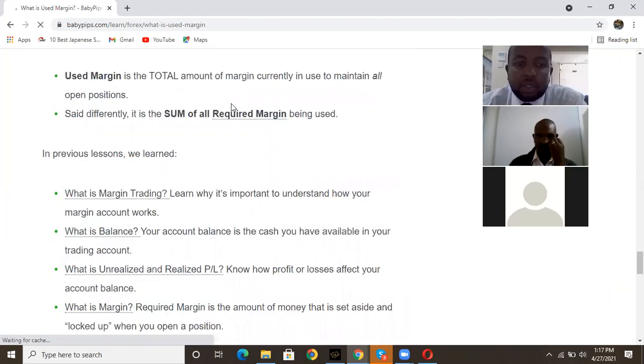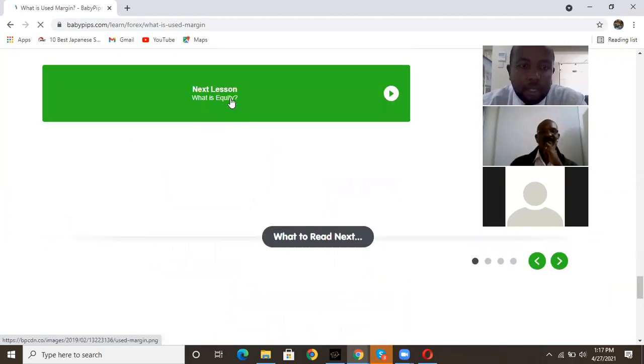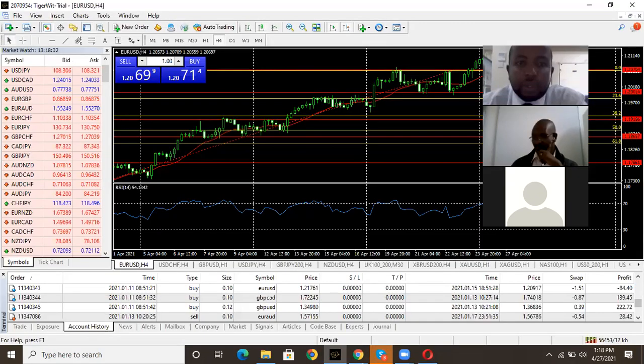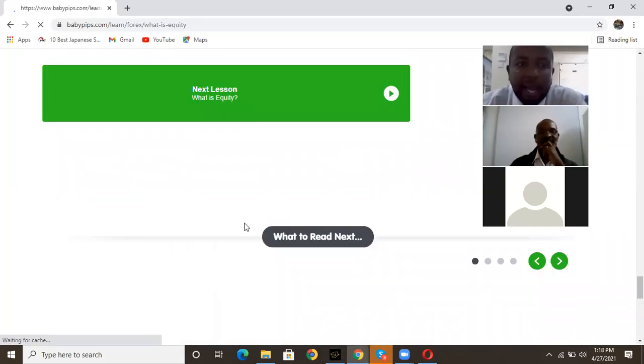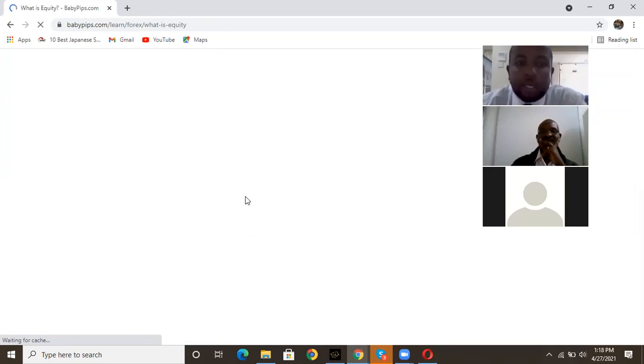So what is equity? Let's go now to equity. Let me go to my example again. I don't know if this one will show my equity. Oh, this was credit, but equity is usually around this area. This is what you have running, basically the value of your account, including the floating P&L. So let's look at equity before we call it a day for today. Two seconds, guys. Yeah, this is equity.